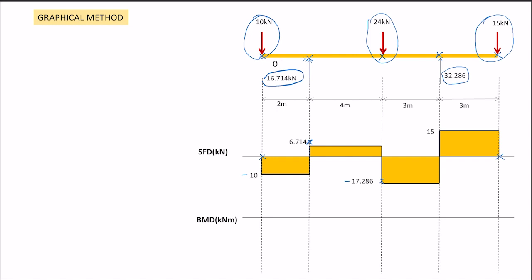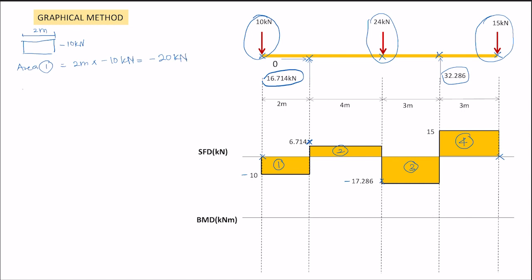Next, we're going to calculate for BMD. The method masih sama by calculating the area. We have area 1, area 2, area 3, and area number 4. For area 1, we have negative 10 kilonewton and the width is 2 meter. Therefore, area 1 is equal to 2 meter times negative 10 kilonewton. It is negative 20 kilonewton.